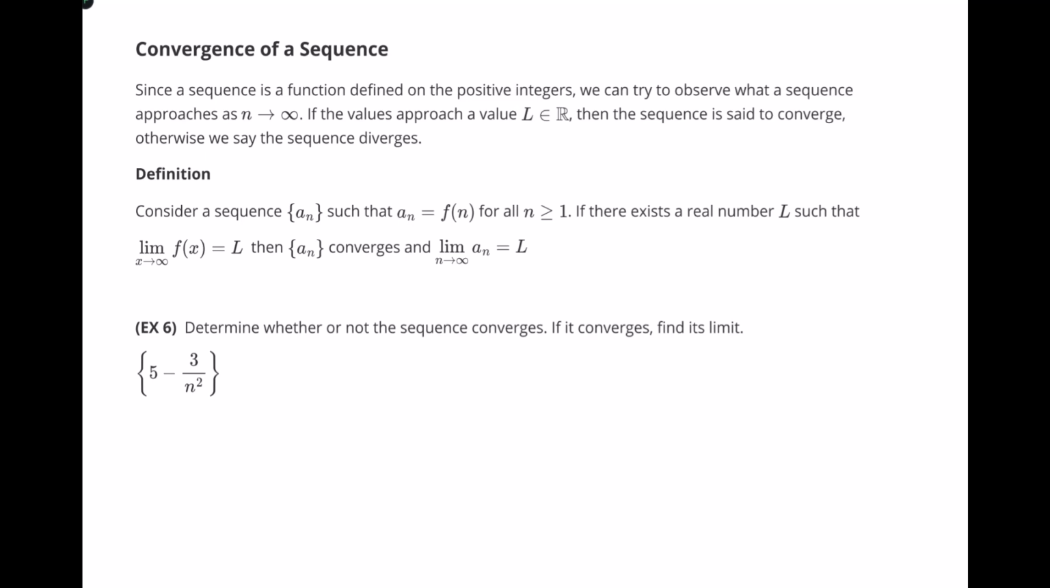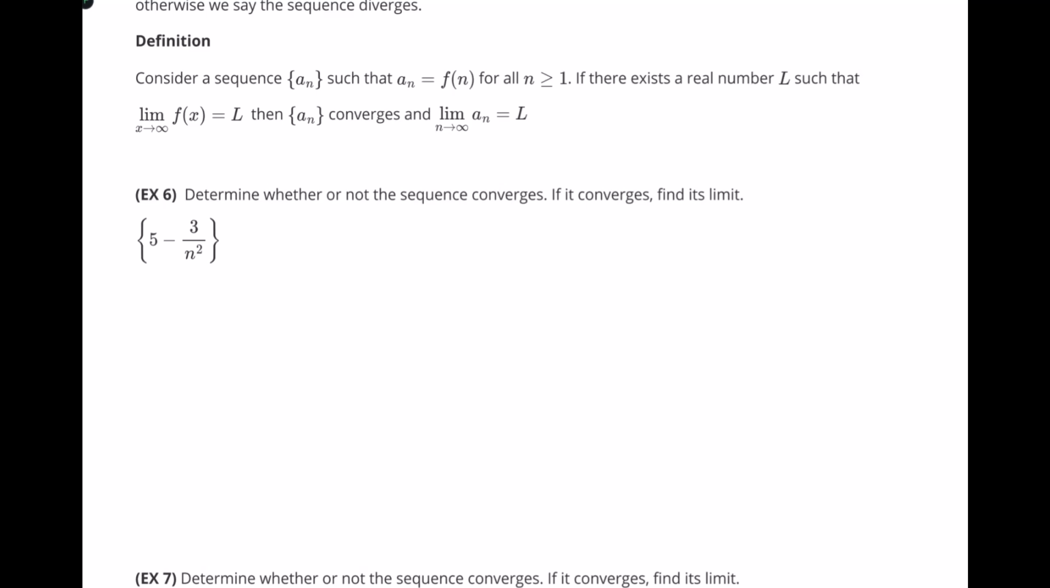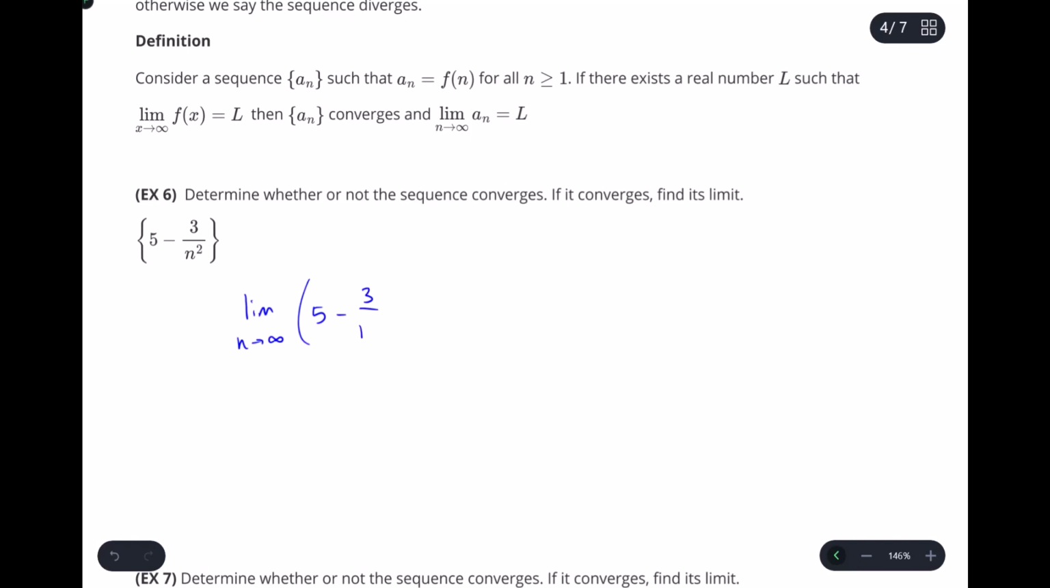Okay, let's look at some examples to try and make sure we fully understand what that means, because the concept is fairly straightforward, I assure you. Determine whether or not the sequence converges. If it converges, find its limit. In order to determine if the sequence converges, ultimately we just want to test and see if there is a value to the limit as we let n go to infinity of the function which defines the sequence terms.